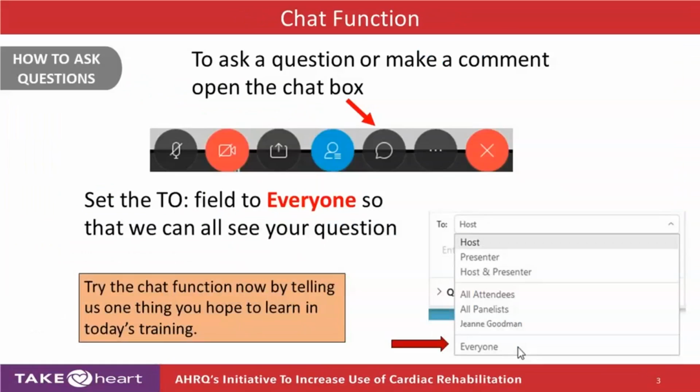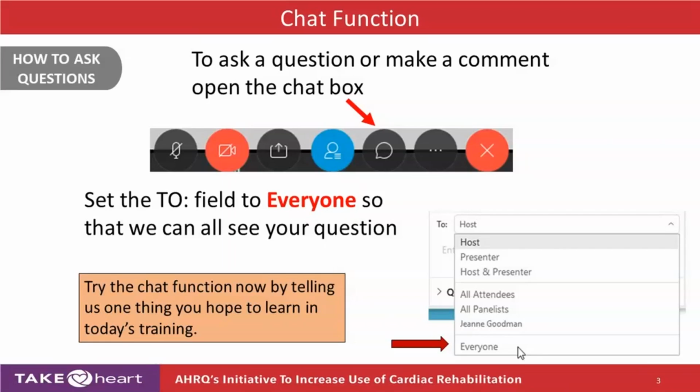We really want these to be interactive events where you can be commenting and sharing, and the way to do that is using the chat function. You need to open that chat box. It should be very easy. Make sure that you set the to field to everyone. That will let your peers see your comments as well as all of us panelists.